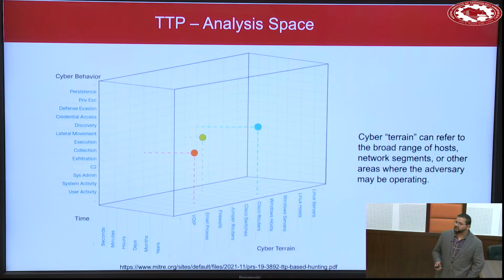It says cyber terrain can refer to the broad range of host, network segments, or other areas where an adversary may be operating. Examples are Linux servers, Linux hosts, Windows servers, Windows hosts, Cisco routers, switches, Juniper routers, firewalls, email proxies, voice over IP. What is voice over IP?